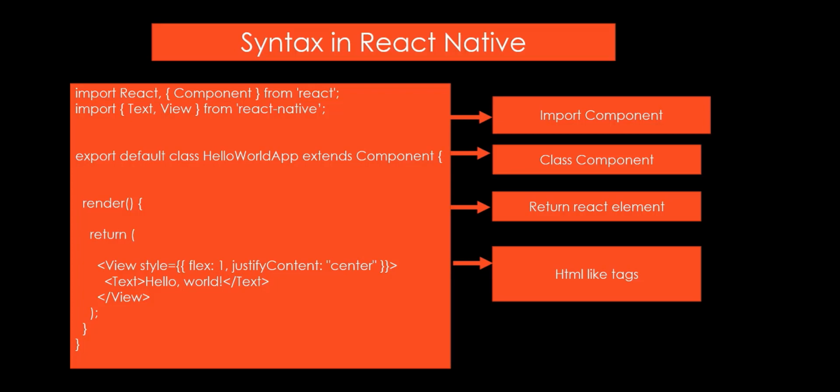One thing we have to keep in mind is that we can return only a single element at a time. Like in HTML we can create multiple divs, but we can't do this with React Native. So if you want to work with multiple views, then you have to create one parent for all of these views, and inside that parent you can use as many views as you want.